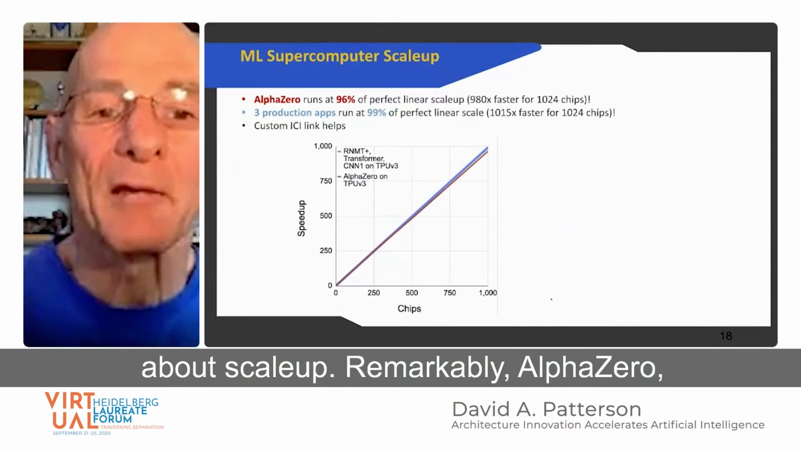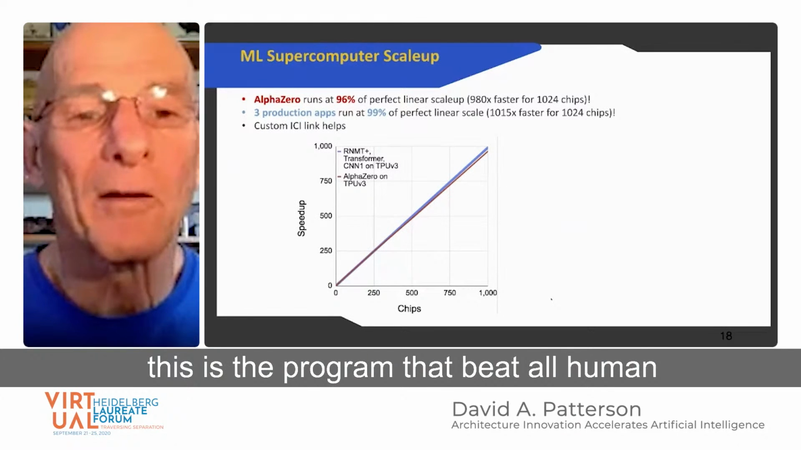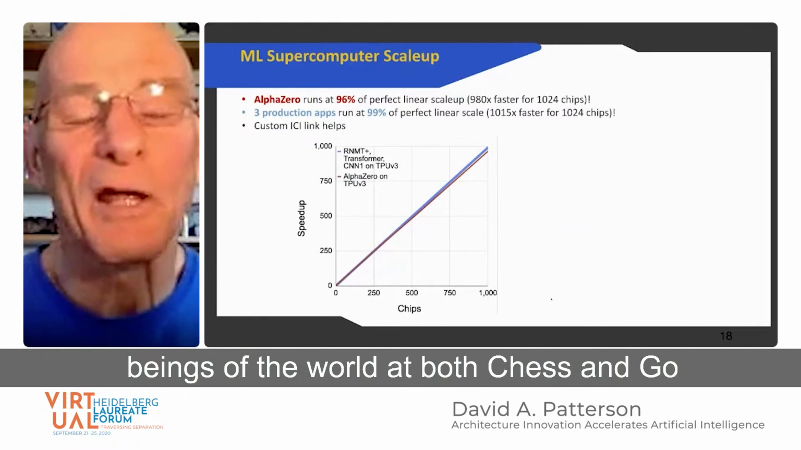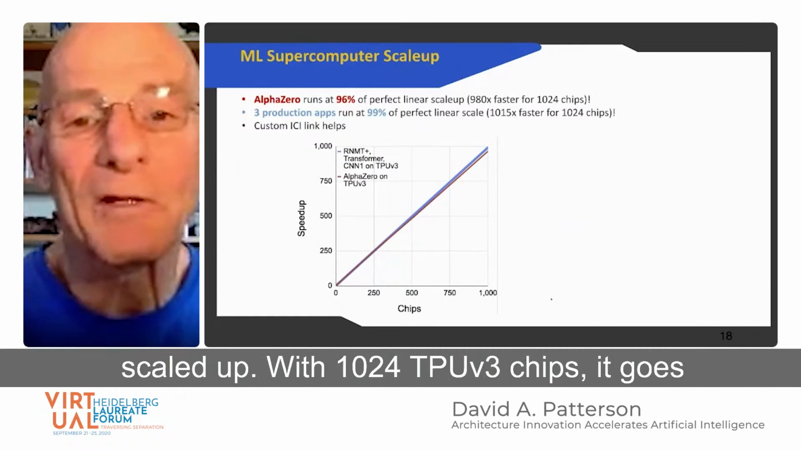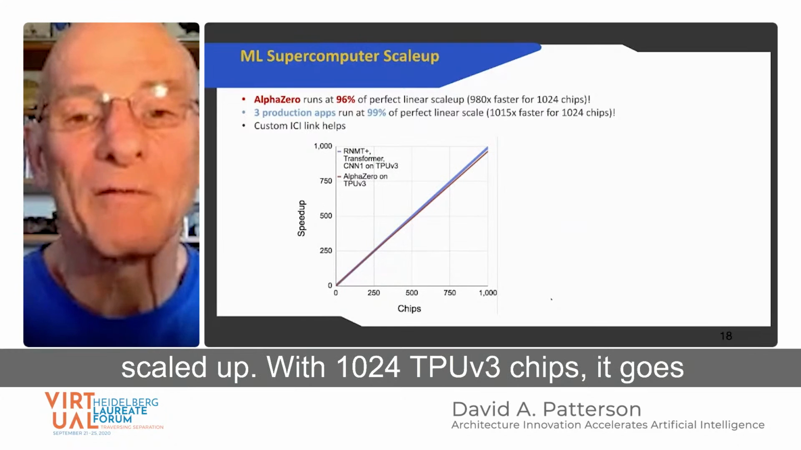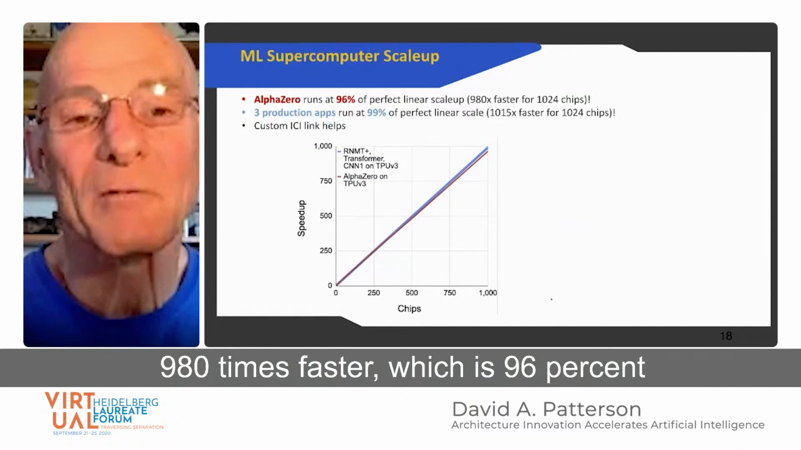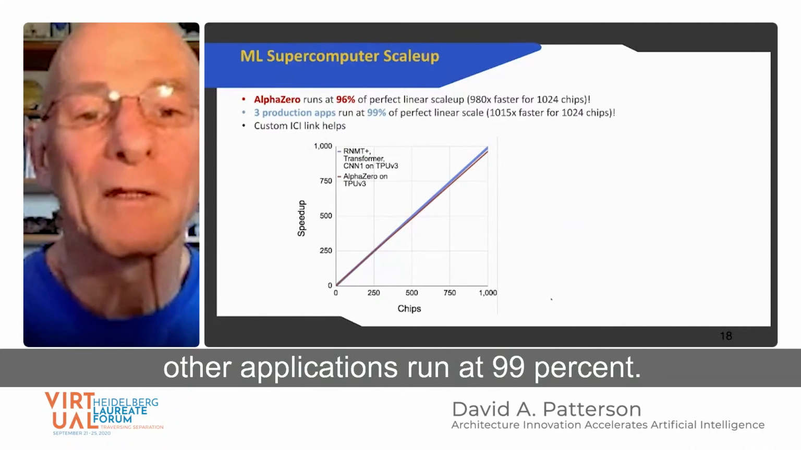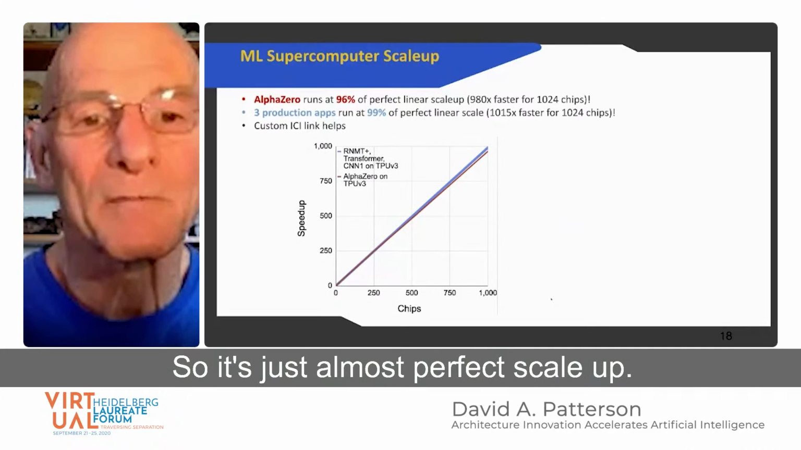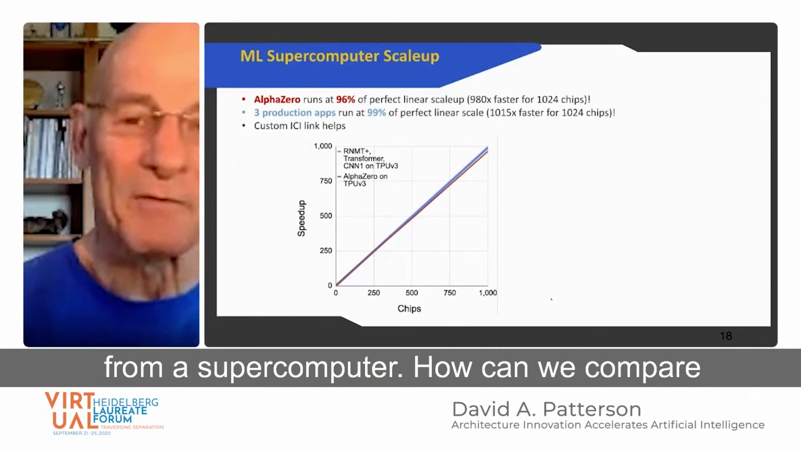Okay, let's talk about scale up. Remarkably, AlphaZero, the program that beat all human beings of the world at both chess and Go and one other game, is almost perfectly scaled up. With 1,024 TPU v3 chips, it goes 980 times faster, which is 96% of perfect speedup. And 3 other applications run at 99%. So it's almost perfect scale up. It's just what you want from a supercomputer.